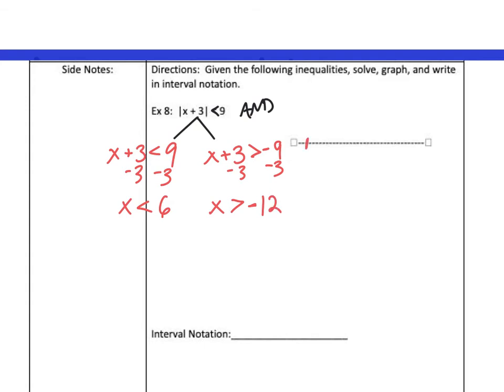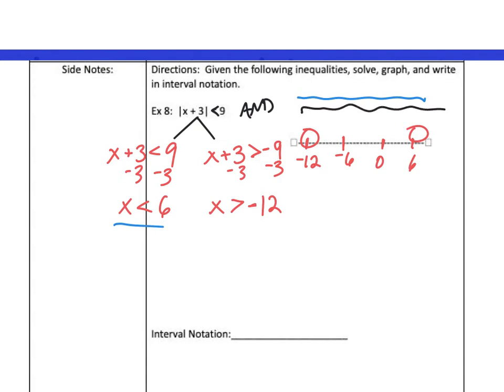So let's put these on a number line. I'm just going to increase by 6's, so I'm going to go -12, -6, 0, and 6. Looks like I'm going to have 2 open circles on 6 and -12. And now I want to shade. So for x is less than 6, that means I'm going to be shading this way. For x is greater than -12, I'm going to be shading this way. It's an AND problem, so I want it to look like a line segment. It wants to be what they have in common, right? So it's just going to be that.